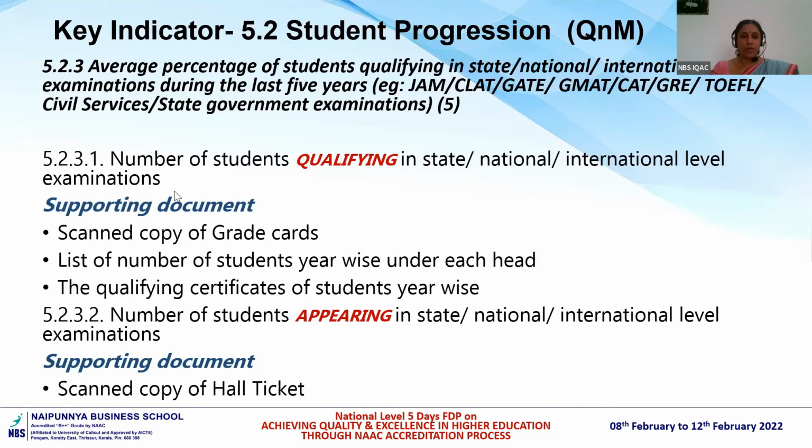And for qualifying, the supporting document is a scanned copy of the grade cards which they have achieved. Suppose a few of your students have qualified CAT, they'll get a score sheet. That score sheet, you file a copy. You can maintain a year-wise list of students. If it's a UG college, you'll have a number of students going in for these kinds of examinations. So for each examination, you segregate the list, put it on the letterhead, signed by the head of the institution, and you can put a copy.